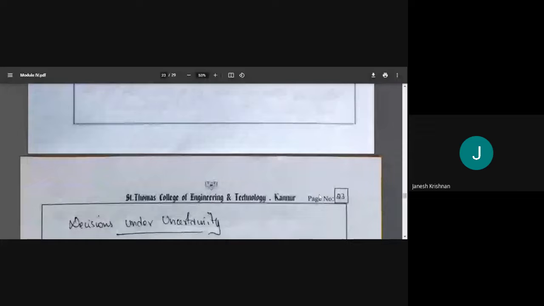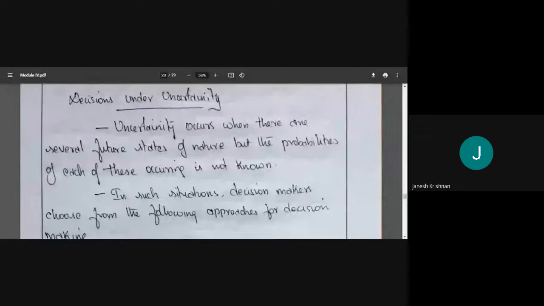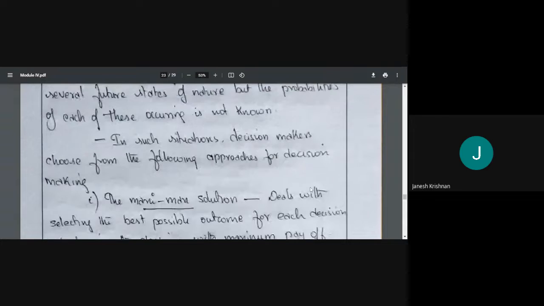So next is decision making under uncertainty. Uncertainty occurs when there are several future states of nature, but the probabilities of each of these occurring are not known. Like we know tomorrow lockdown may be lifted, but tomorrow lockdown may not be lifted. So we know there are many possibilities, but we don't know the probability of occurrence. What will happen? We don't know. We know these are the possibilities, but we don't know the probability of each of these occurring. That is uncertainty, right?